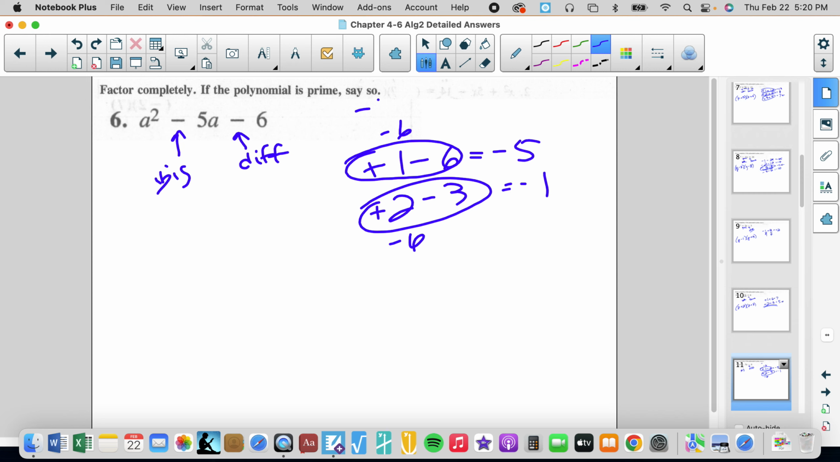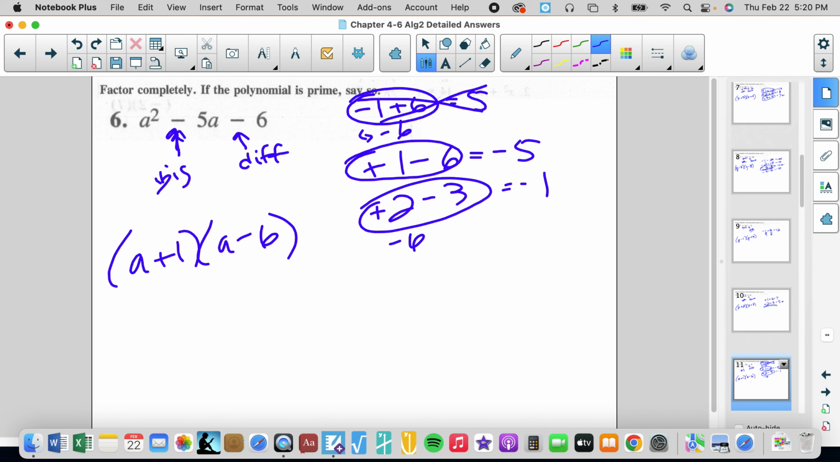So why didn't I do negative 1 and positive 6? That multiplied makes negative 6. But if I combine them, I get positive 5. And I have a negative 5. So that's why we don't do that. That's why the negative has to go to the bigger. So negative 5, so we have a plus 1, a minus 6.